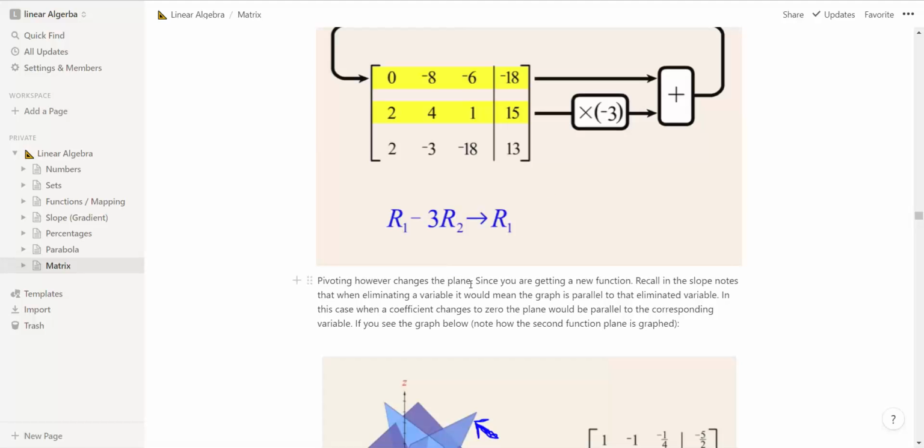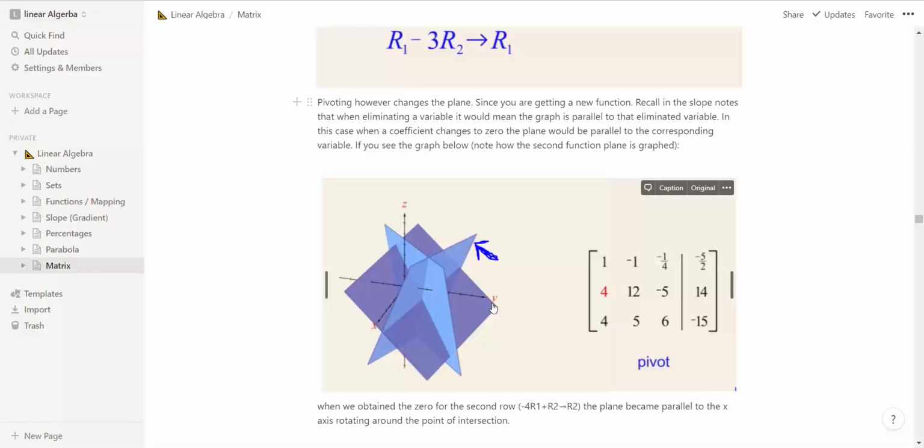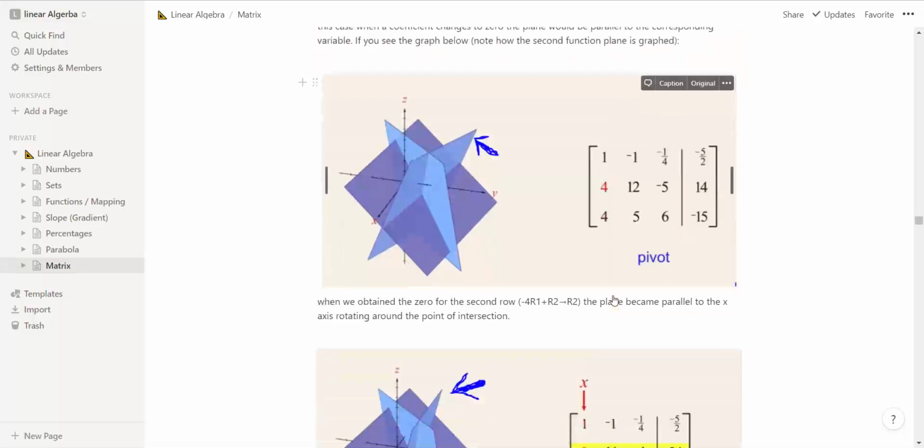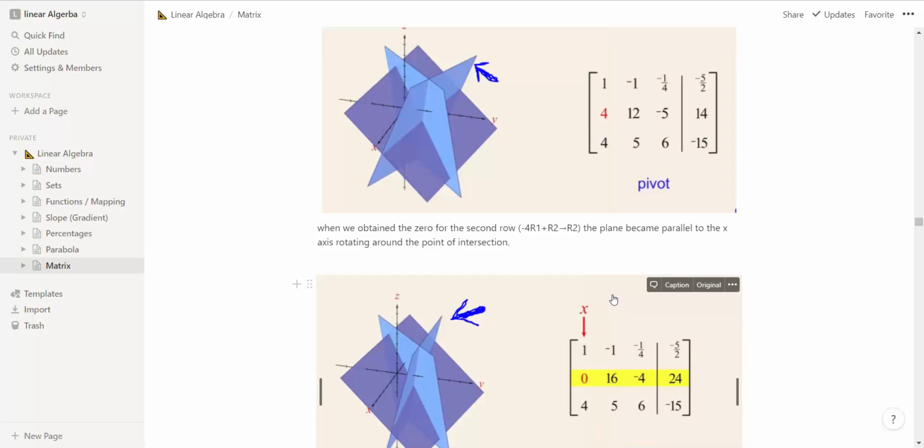Pivoting however changes the plane. Pivoting changes the plane, anything else does not. Since you're getting a new function, recall from the slope notes that when eliminating a variable, the graph becomes parallel to that variable. In this case, when a coefficient changes to 0, the plane would be parallel to that corresponding variable. You see the graph below, note how the second function plane is graphed. It's actually parallel. So it should move to be parallel to the x-axis.